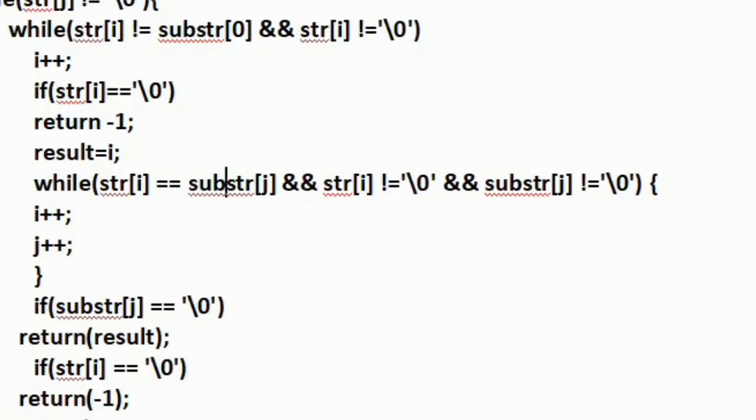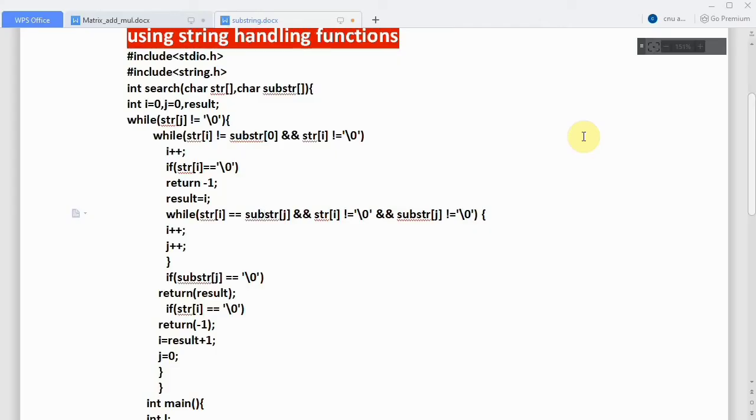What this while loop is doing here is, the character in the source string matches with the substring, and that is not the end of the source string and not the end of the substring. In that case, we'll move further, incrementing the i value and j value. Finally, if substr of j is equal to '\0', we return the result. That means we'll just return that position value.